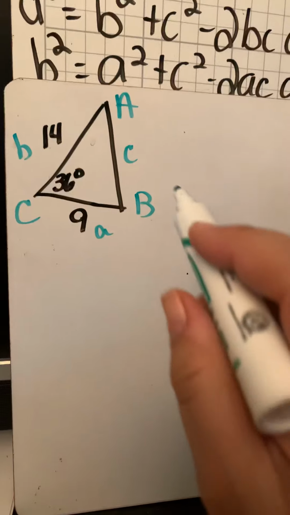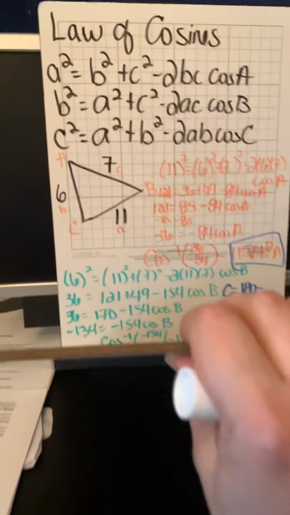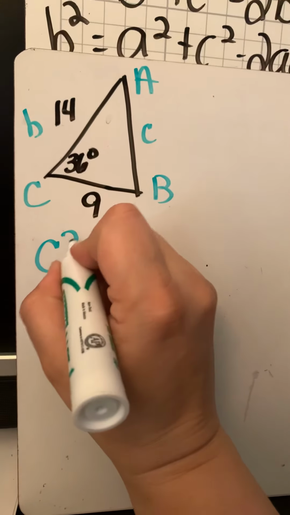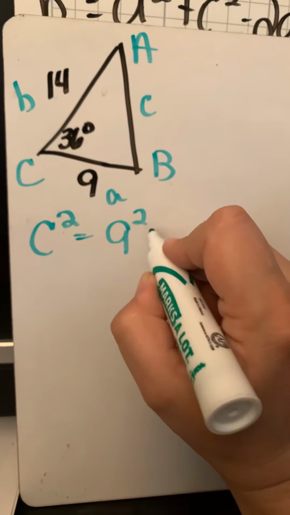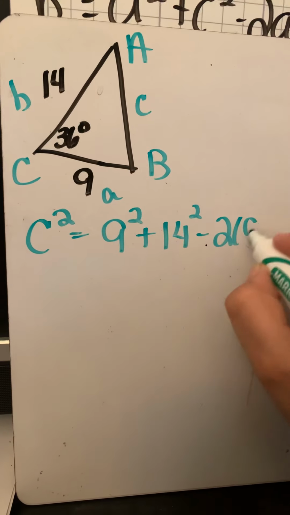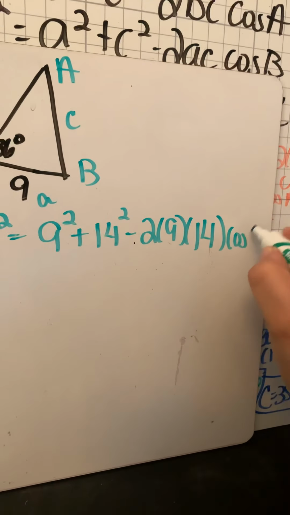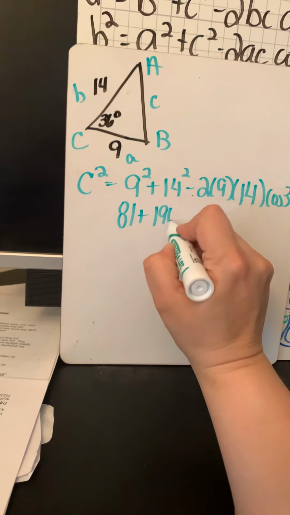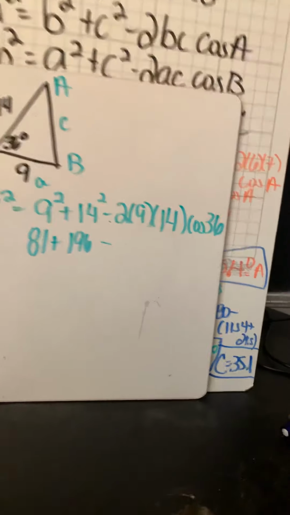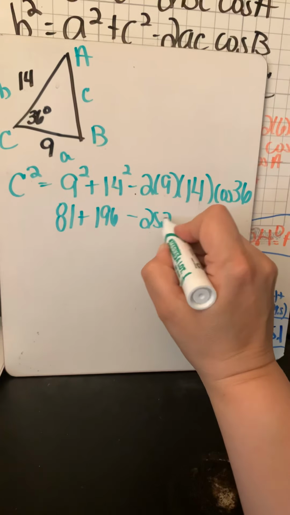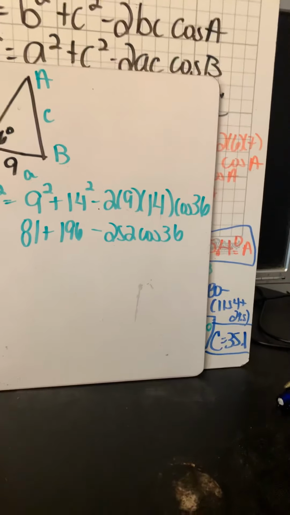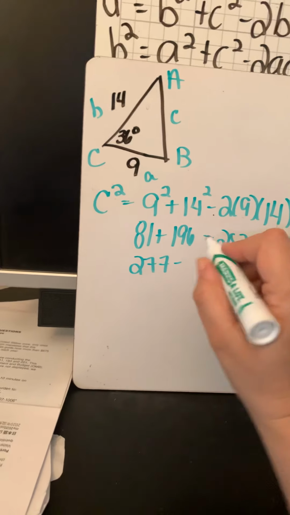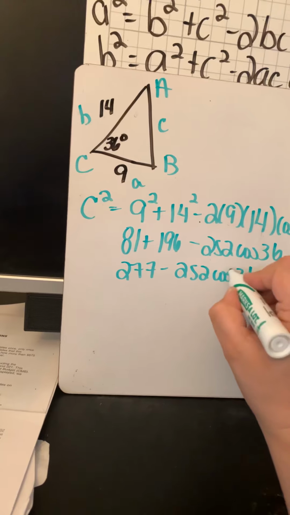Because I have little a, I have little b, and I have big C. So if I look at my C, I've got my little b, little a, big C. So we're going to have c squared equals a squared plus b squared minus 2ab cosine big C. Okay, step by step. 81 plus 196 minus 252 cosine 36. 81 plus 196 is 277 minus 252 cosine 36.